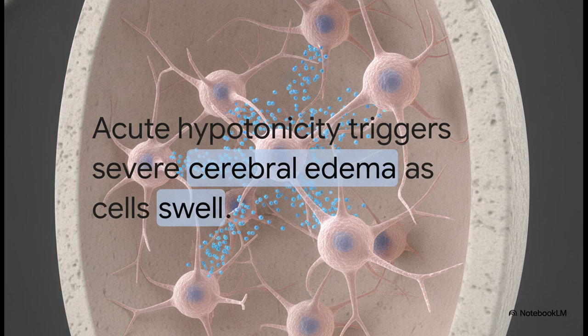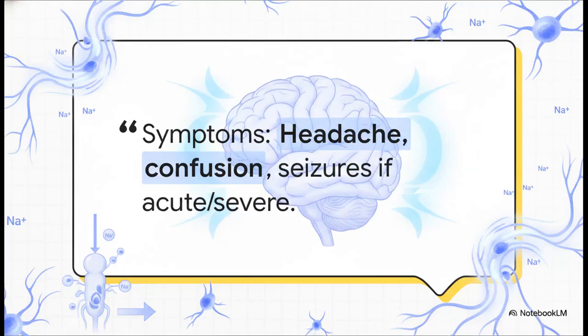Now, when this water rushes into the cells of the brain, those cells swell up. But remember, the brain is trapped inside a rigid, unforgiving bone vault, your skull. So this acute hypotonicity triggers severe cerebral edema. This brings us to a crucial point. SIADH isn't just some interesting kidney or endocrine anomaly. It is a profound neurological emergency. When the brain swells, the symptoms directly reflect that swelling tissue. Patients present with severe headaches, altered mental states, confusion, and if that drop in sodium is acute and severe, it can quickly escalate to seizures and massive morbidity.